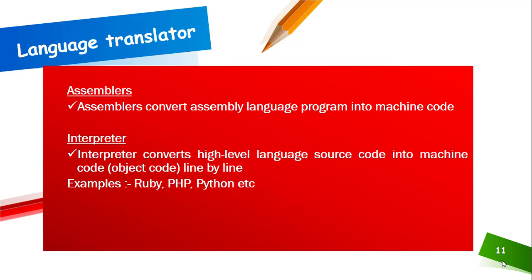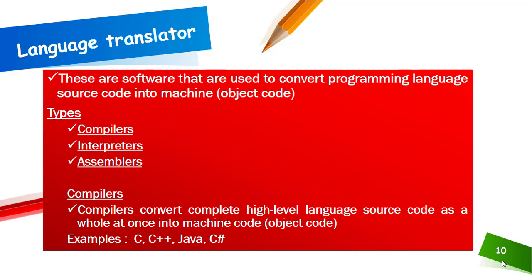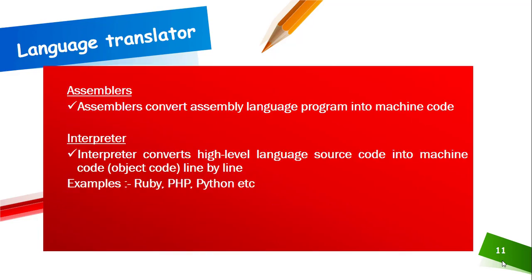Suppose there are 100 lines of code. What the compiler does is convert the whole 100 lines of high-level source code into machine code at once. Whereas if you take the same example, with 100 lines of source code, the interpreter converts the 100 lines of source code into machine code line by line. For example, line 1 will be executed first, then line 2, then line 3, then line 4, then line 5, then line 6, then line 7, and so on till 100. We have a few examples of interpreters like the programming languages Ruby, PHP, and Python. These languages support an interpreter.